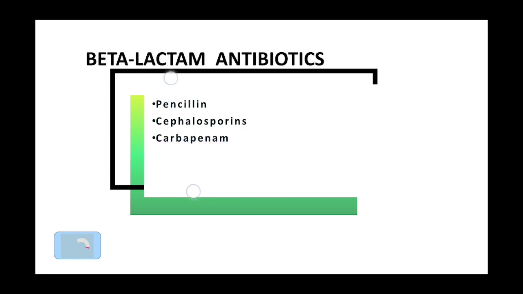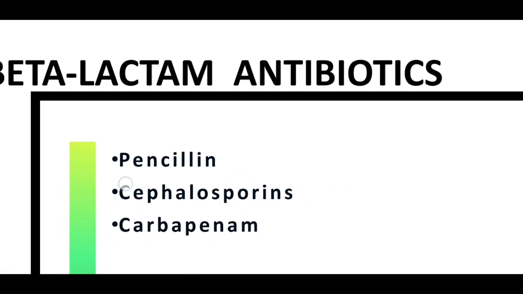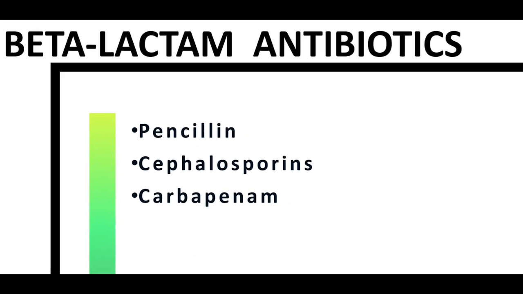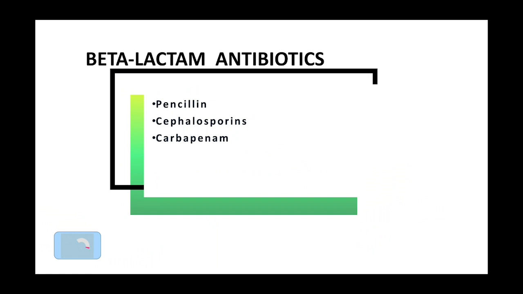Now let's move on to beta-lactam antibiotics. It consists of penicillin, cephalosporin and carbapenem. All have a similar mechanism of action, that is, they inhibit cell wall synthesis. Let's move on to penicillins.